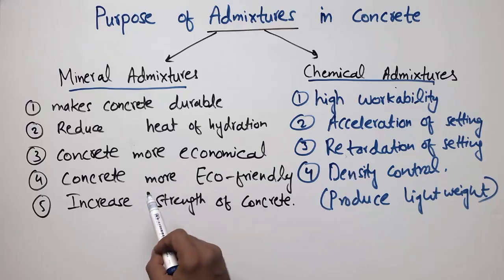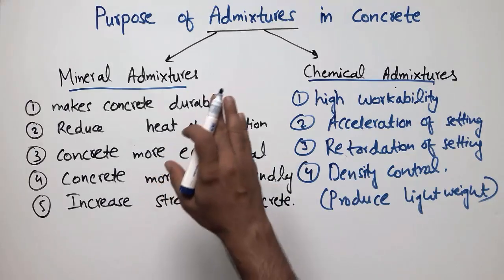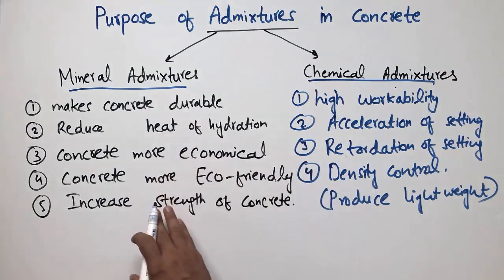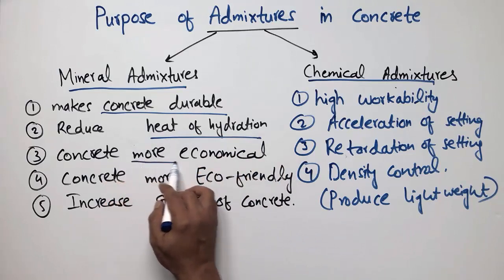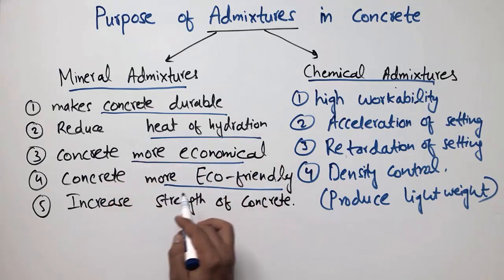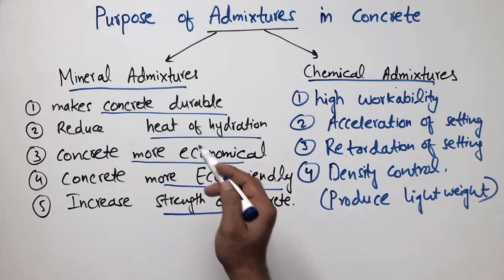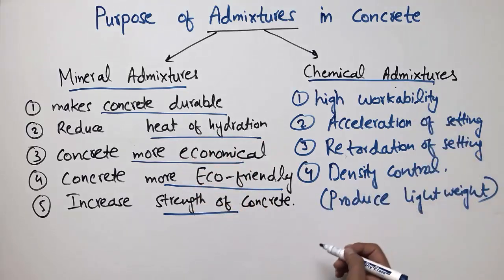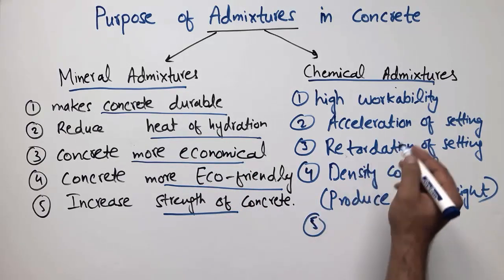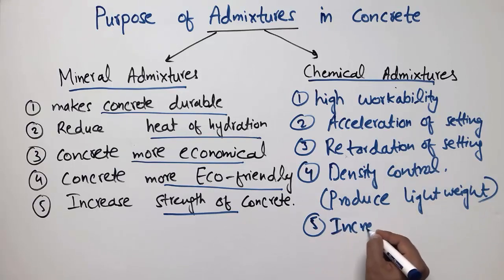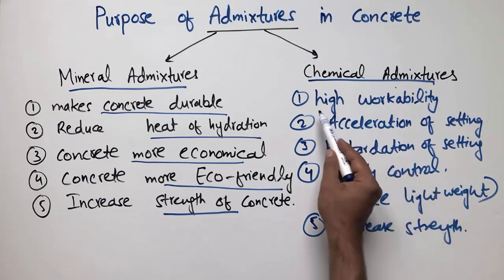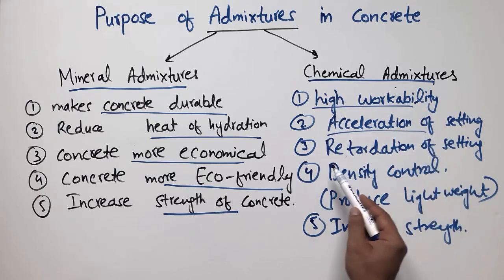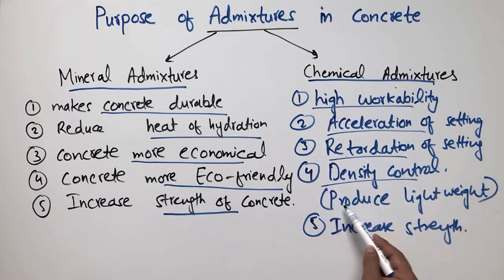So these are the advantages and purposes of admixtures, that is why we use admixtures. We have different purposes. Sometimes we have to make durable concrete, reduce the heat of hydration, make economical concrete, make eco-friendly concrete. The strength of the concrete can be increased with the help of the mineral admixtures, and also by the chemical admixtures. Similarly, we have high workability, acceleration of setting time, retardation of setting time, density control, producing lightweight concrete, and increasing the strength.